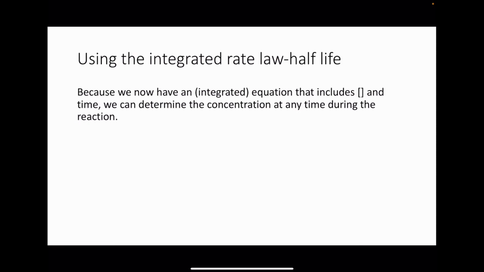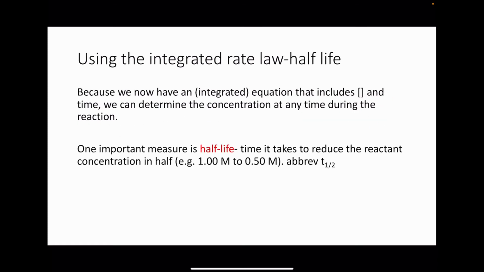So once we have an integrated rate law, we have an equation that tells us how concentration changes over time. So if we wanted to know, after 100 minutes, how much of reactant A is left, if we have an integrated rate law, we can do that. Or what's really important sometimes for some reactions is the half-life, how long it takes to reduce a reactant concentration in half. So say if you started with 1 molar, at what point would you have half a molar left? And that abbreviation is T to the 1/2.